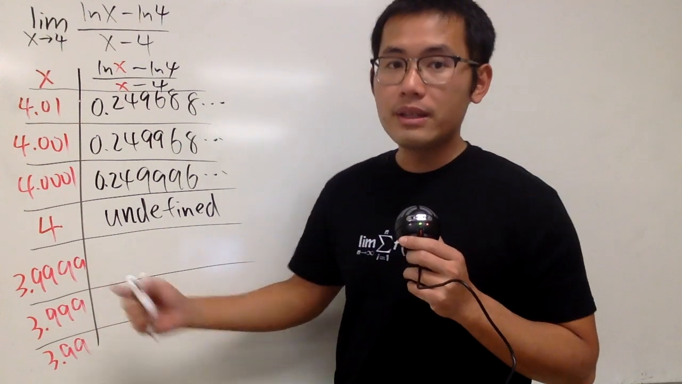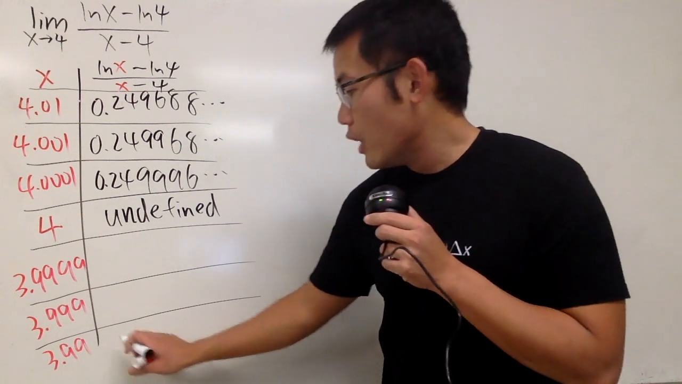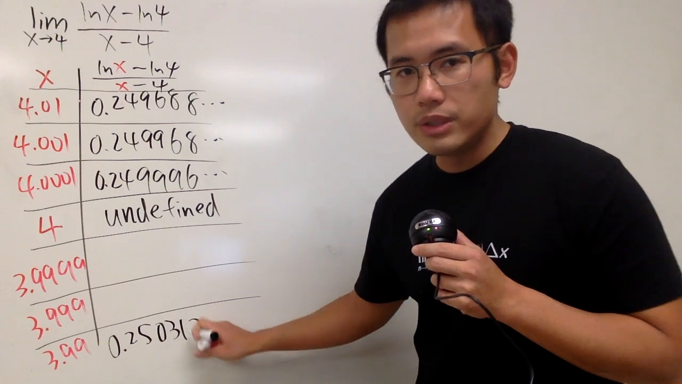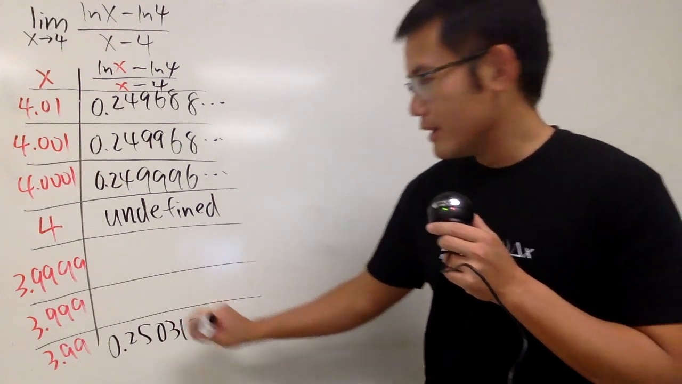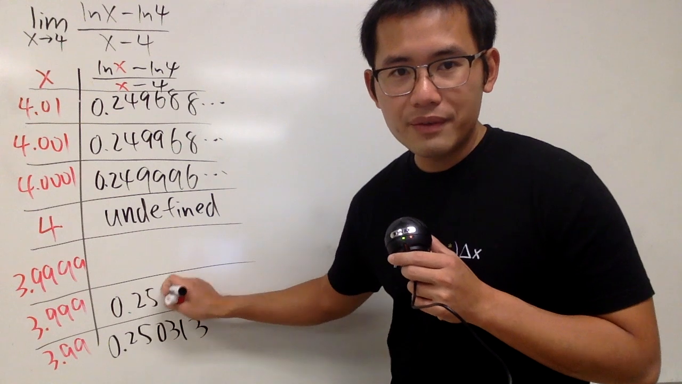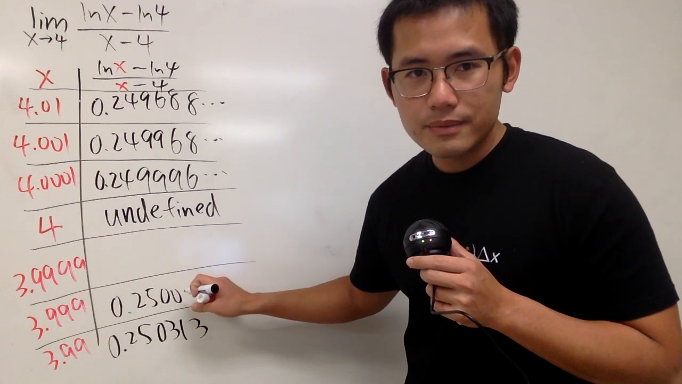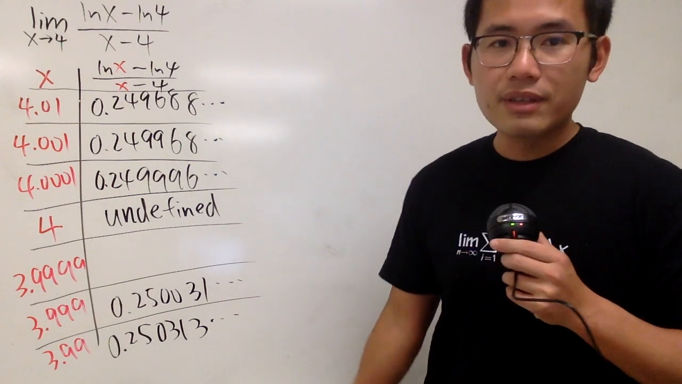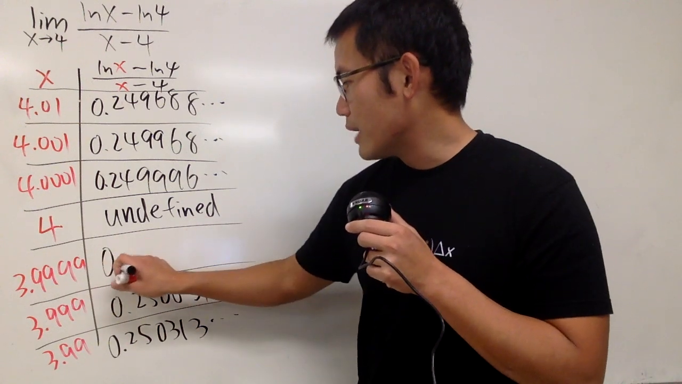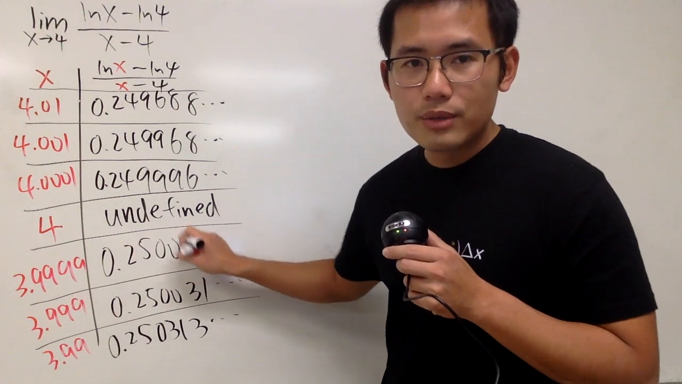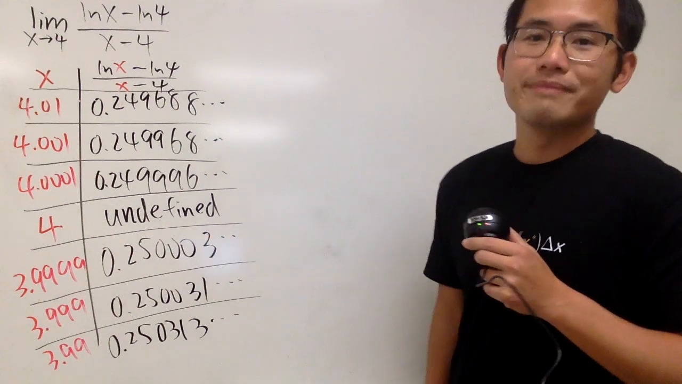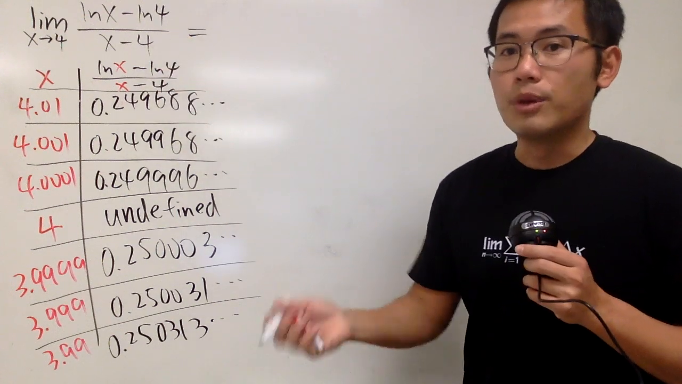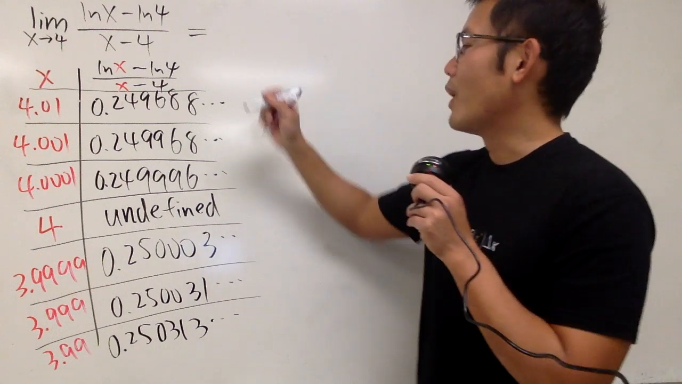And if you go from the other direction, let's start from this right here, we actually have 0.250313, like so. And then we have 0.250031. And again, I'm just writing down the first 6 digits after the decimal point. And then lastly, here we have 0.250003 and all that. Therefore, you can see that the answer to this right here will be 0.25, namely 1 over 4.